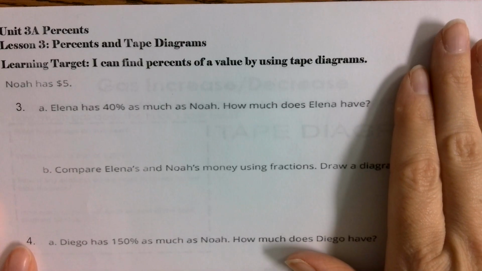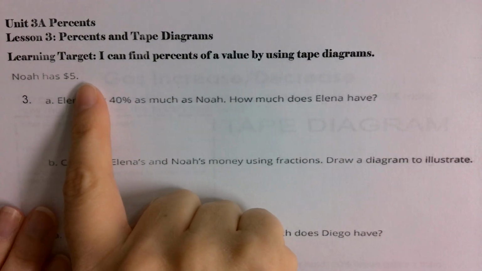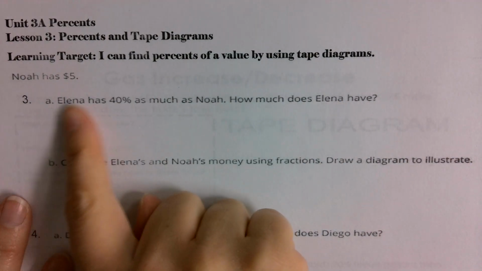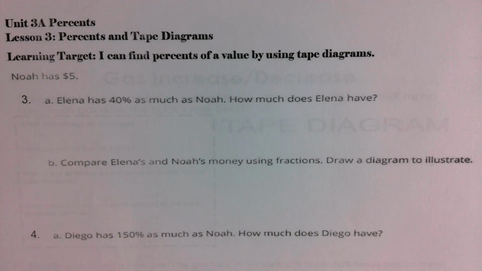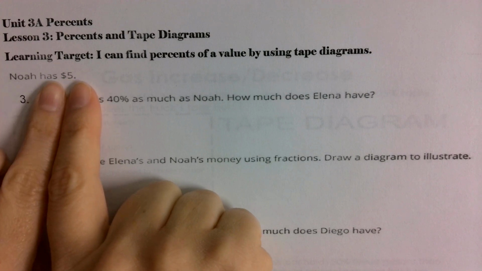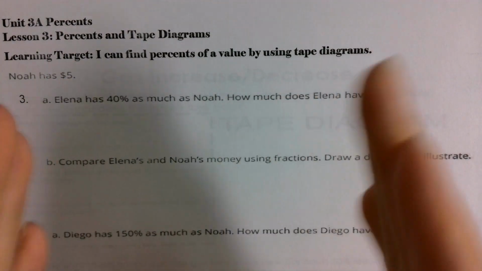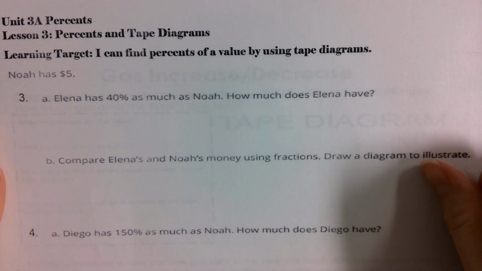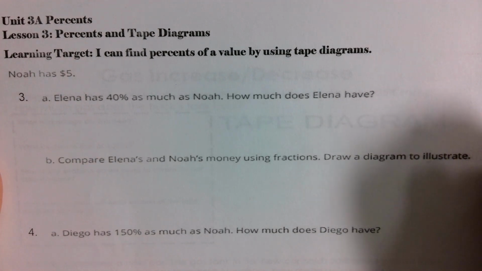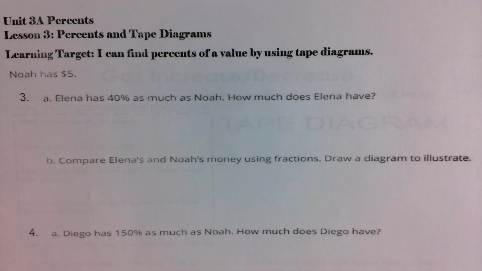So for here, Noah has $5. What I need to do is create a tape diagram that I can split up. I need to split the $5 up into equal sections and use it to create a percentage that I know. So somebody raise their hand, tell me, what do you think would be an easy way to split $5 up? Into what kind of increments do you think would be easy? Go ahead, Asia.